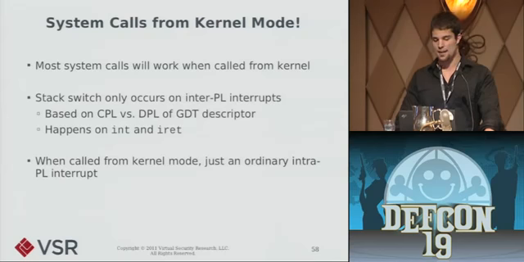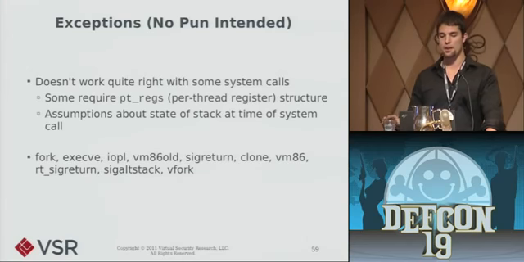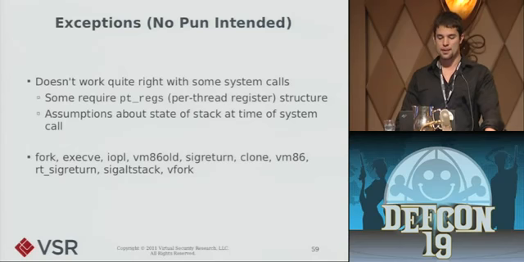This is just like any other interrupt that is intra-privilege level, as in, there are lots of interrupts that can be called from ring 0, and there's really no problem here. There are a few exceptions to this rule. Some system calls actually require the stack to be in a certain state using this per thread register structure. When you do it from kernel mode, these assumptions are violated, so it won't work properly. These are things like fork, execve, clone, but those are things we don't have much interest in calling from kernel mode anyway.